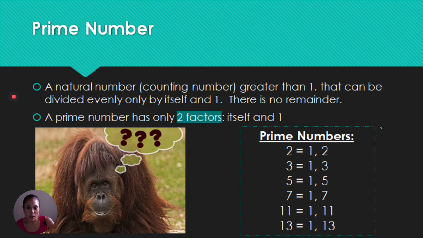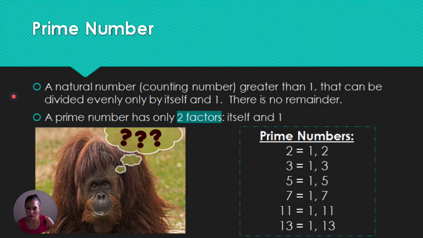So a prime number is a natural number greater than 1 that can be divided evenly only by itself and 1. There is no remainder with a prime number. A prime number has only 2 factors, itself and 1. And I want you to think about prime numbers. Think about the word prime. Think about primal or basic.